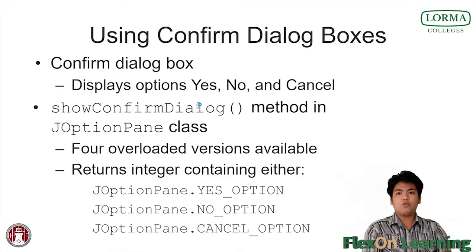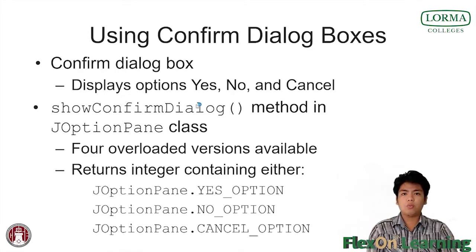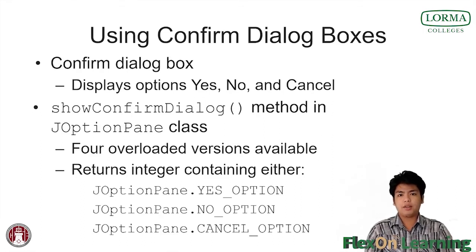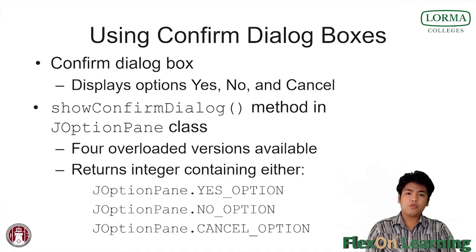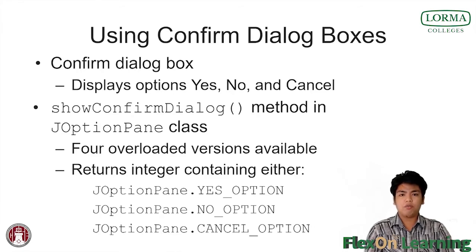Okay, so the confirm dialog box will only display the options yes, no, and cancel. The method for the confirm dialog box is showConfirmDialog, which is actually a method in the JOptionPane class, and it has 4 overloaded versions available. The confirm dialog box will only return integer values.